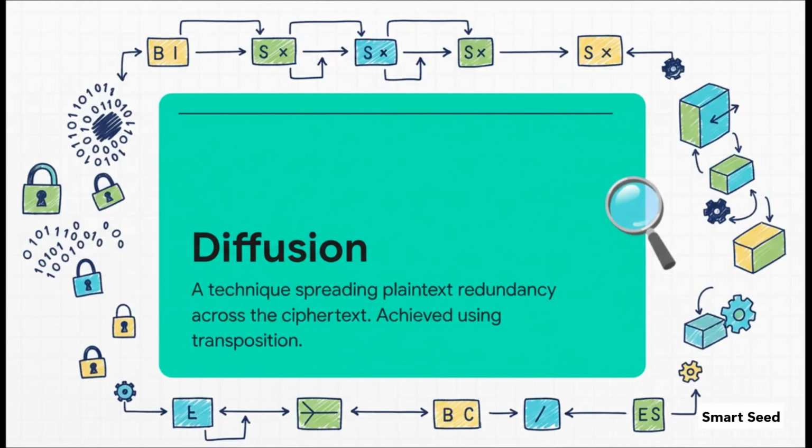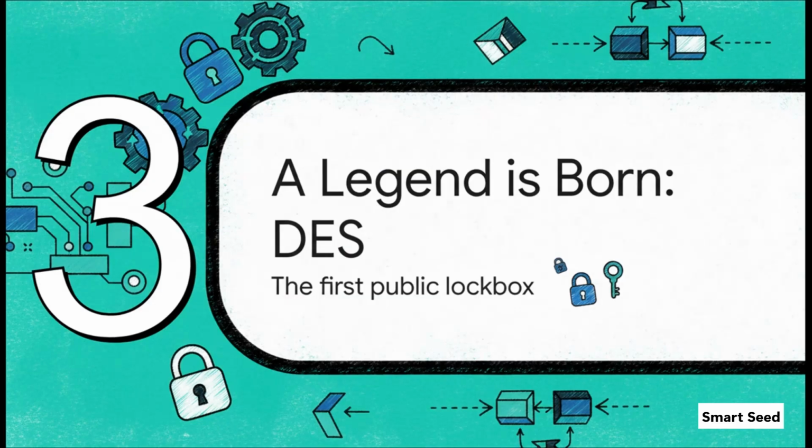All right, ingredient number two, diffusion. Now, this one is all about spreading the information from your original message far and wide throughout the scrambled version. The idea is, if you change just one tiny little bit of your original message, diffusion makes sure the scrambled output changes dramatically. This completely hides any patterns an attacker might be looking for. It's brilliant. So with these two big ideas, confusion and diffusion in mind, the world really needed a standard, a trustworthy lockbox that everyone, we're talking banks, governments, everyone could use to protect their data. And this need is what gave birth to a true legend in the world of cryptography.